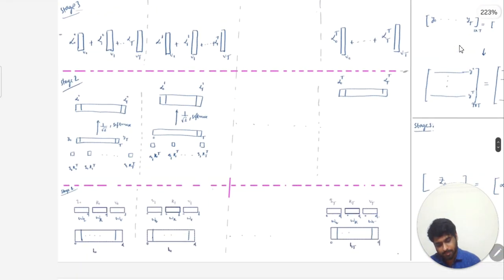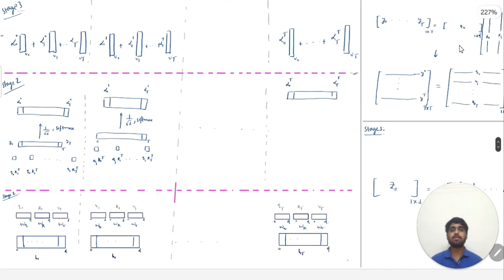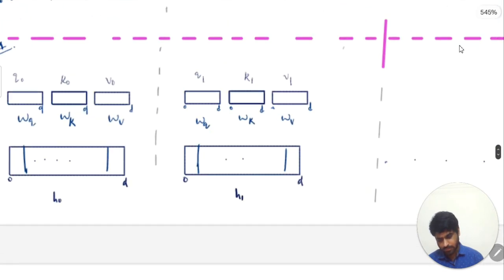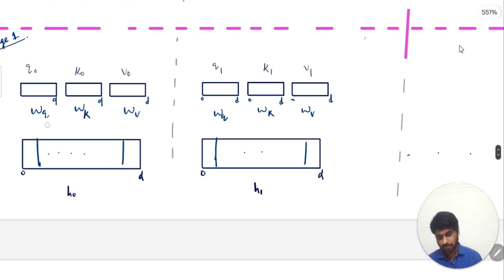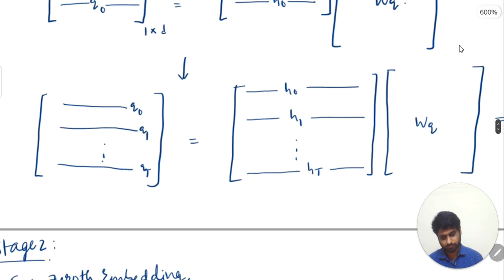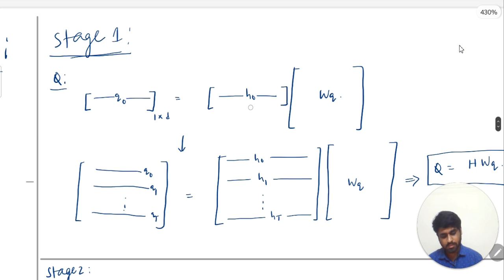Now let us see how this is represented in matrix form. In stage 1, we can see that H0 is multiplied with WQ to give rise to Q0. Let us write this in matrix form. H0 gets multiplied with the WQ matrix, which gives rise to Q0.